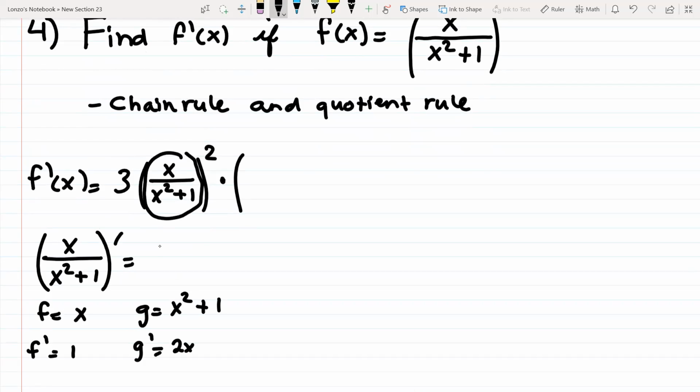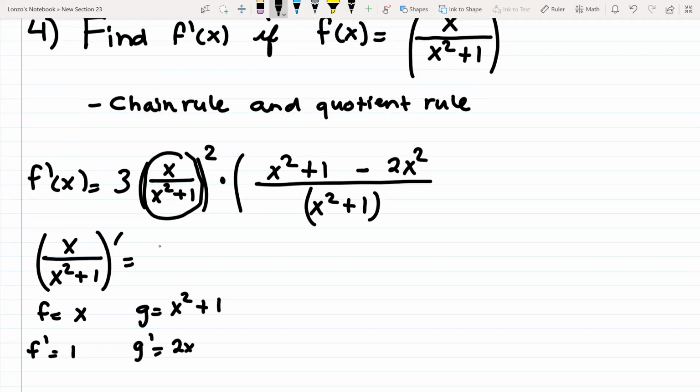So if you apply the quotient rule, it's going to be x squared plus 1 minus 2x squared, all over g squared. So it's going to be x squared plus 1 squared. Okay.